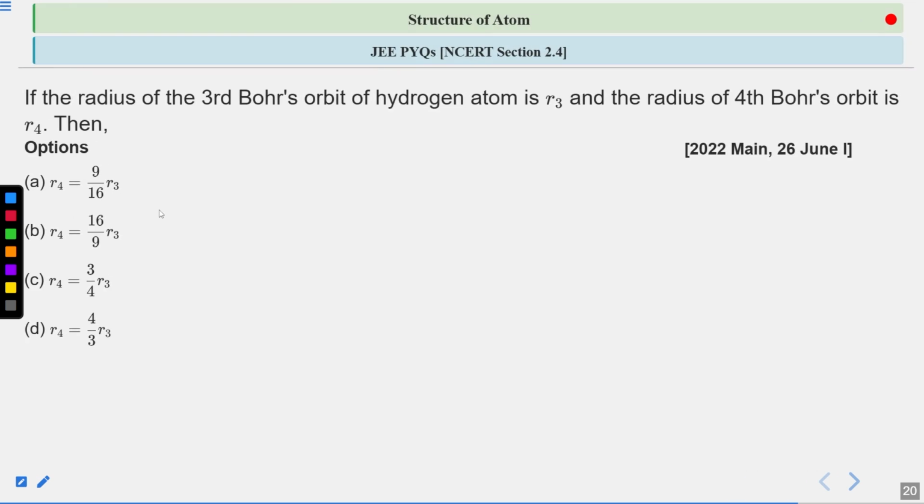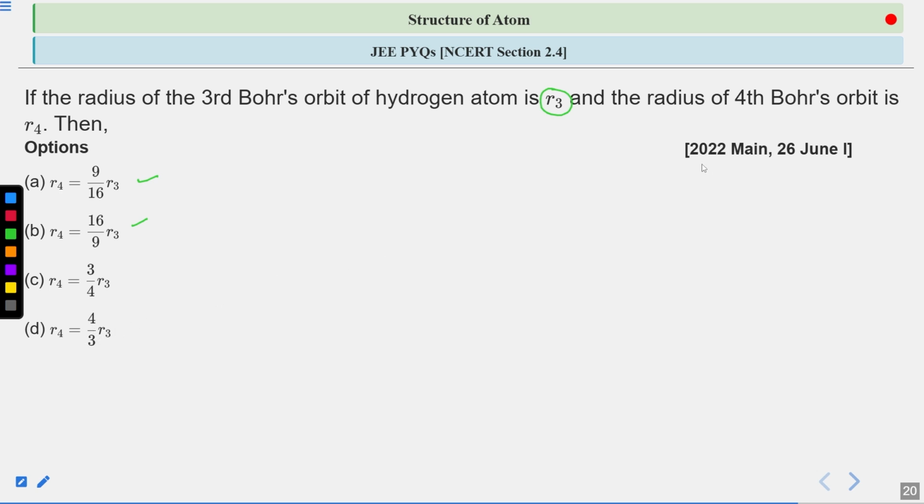Here is your next question. It's the last one. If the radius of the third Bohr orbit of the hydrogen atom is r3 and the radius of the fourth Bohr orbit is r4, then you have to calculate, or derive, the relation between r4 and r3. First option is r4 is equal to 9 by 16 r3. Second option is r4 is equal to 16 by 9 r3. Third option is r4 is equal to 3 by 4 r3. And fourth option is r4 is equal to 4 by 3 r3.